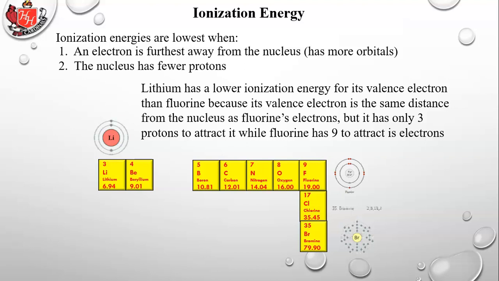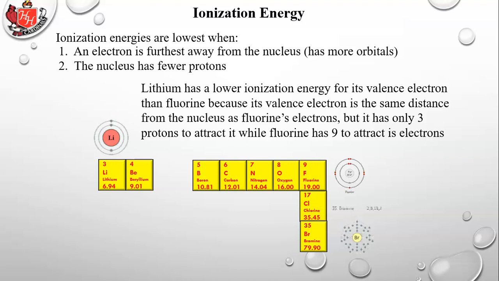But it has 9 protons. So its Z effective would be 9 minus 2, which is 7. So all of those valence electrons, even though there's more of them, all of those valence electrons feel the pull of 7 protons. Let me say that again. Fluorine has 9 protons. It has 2 core electrons, the 2 first orbital electrons, so 9 minus 2 is 7.